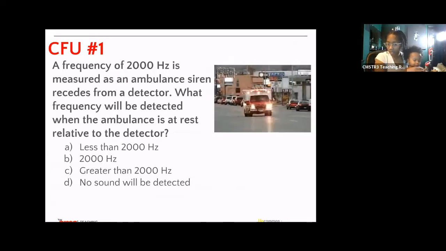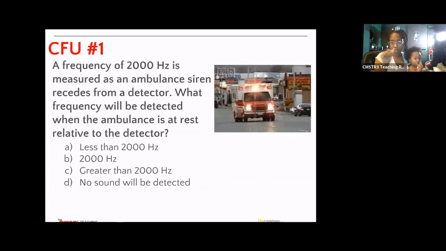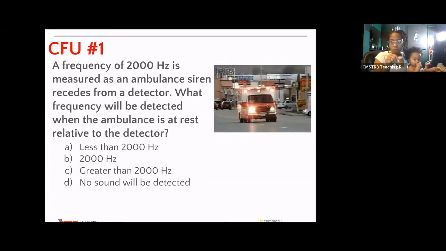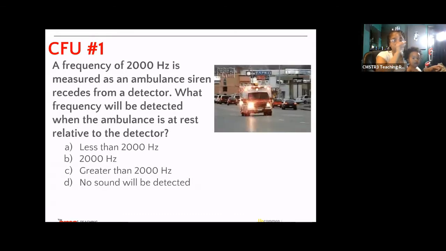This seems like a question that you may need to calculate, but how you want to think about this is, say you are the detector. What happens to the frequency of an ambulance siren as you hear it, then it goes past you?